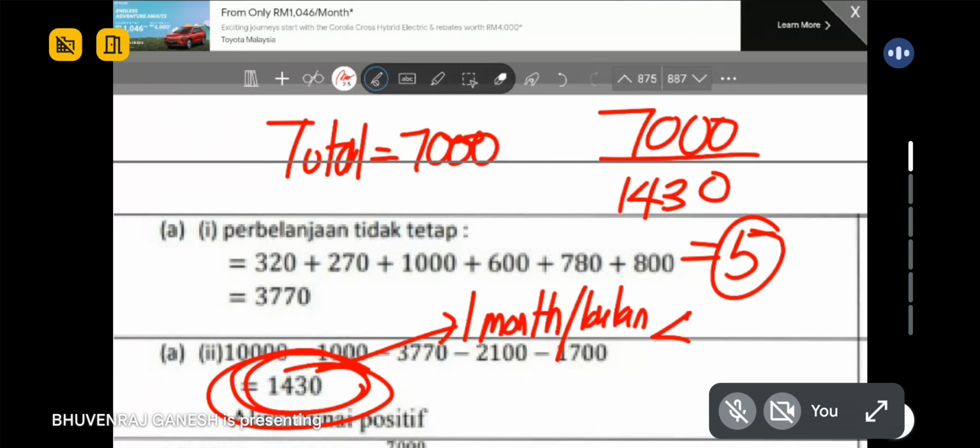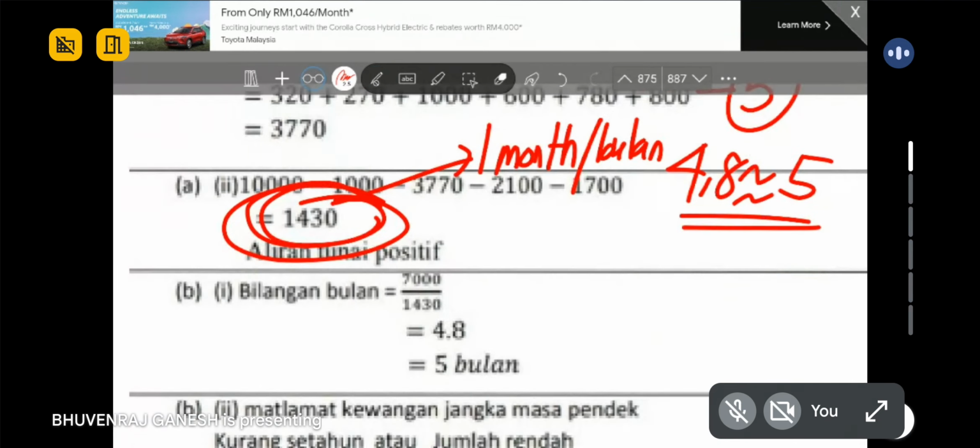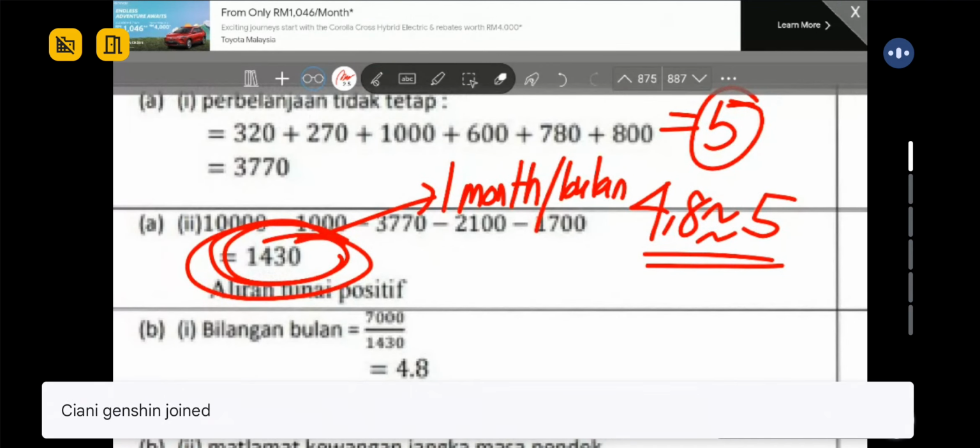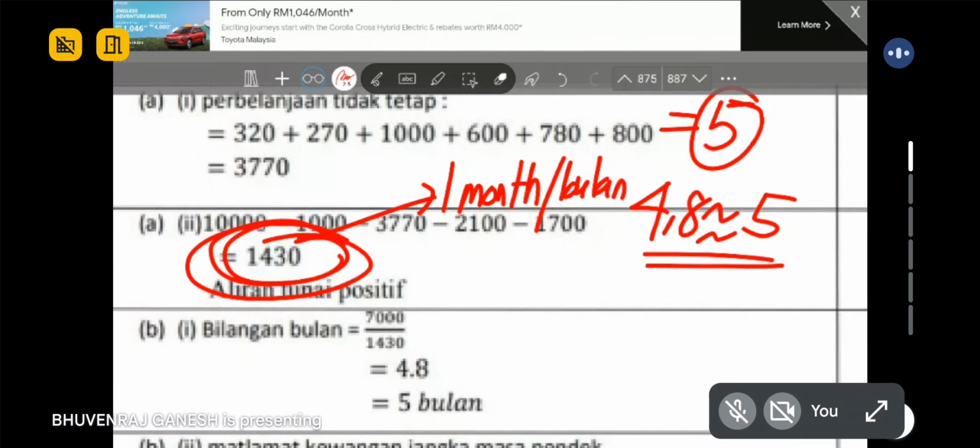You guys kena bundarkan lah 4.8. So the answer is 5. Understand? So this is how you guys solve for B1. Simple, right? So that is the concept. Okay, all right. So next one.